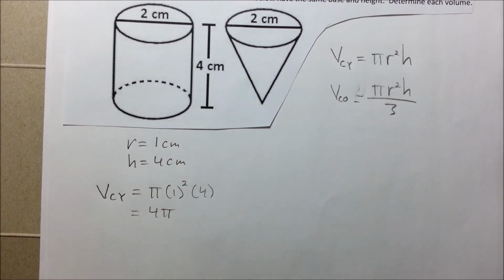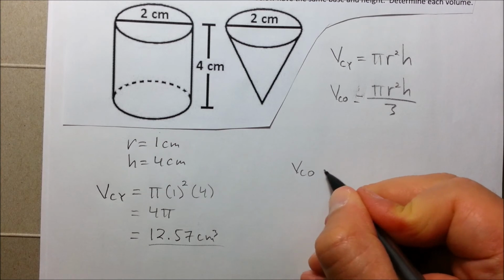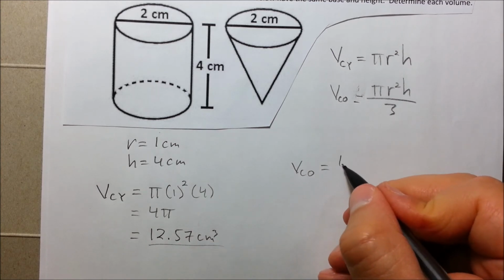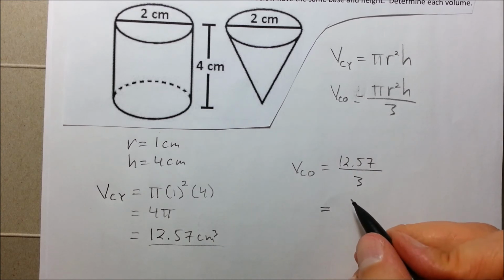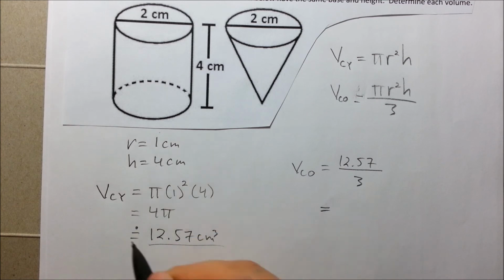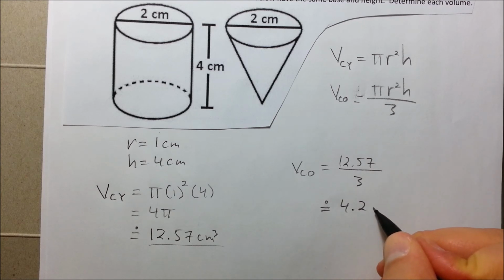So what is 4 times pi? You put it in your calculator, you get 12.57 centimeters cube. So this is the volume of the cylinder. If we want to know the volume of the cone, all we have to do is divide this by 3. So 12.57 divided by 3. By the way, I approximated that. You put this in your calculator and you should be getting 4.2 centimeters cube.